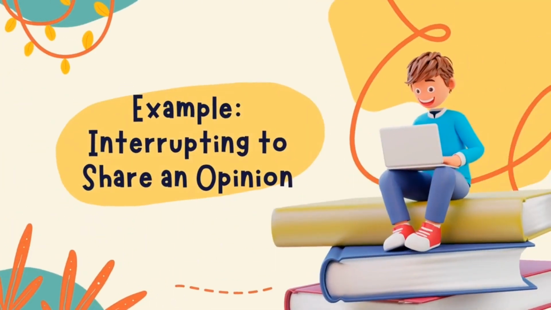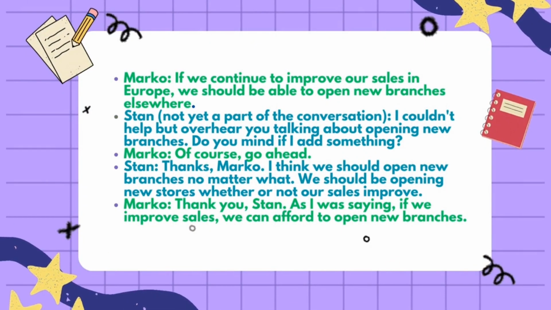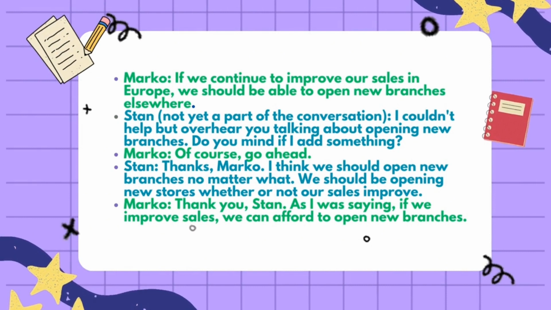Example: interrupting to share an opinion. "If we continue to improve our sales in Europe, we should be able to open new branches elsewhere." Not yet a part of the conversation: "I couldn't help but overhear you talking about opening new branches. Do you mind if I add something?" "Of course, go ahead." "Thanks, Marco. I think we should open new branches no matter what. We should be opening new stores whether or not our sales improve." "Thank you, Stan. As I was saying, if we improve sales, we can afford to open new branches."